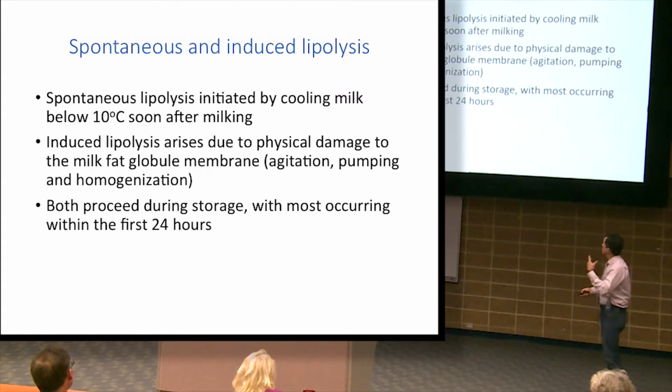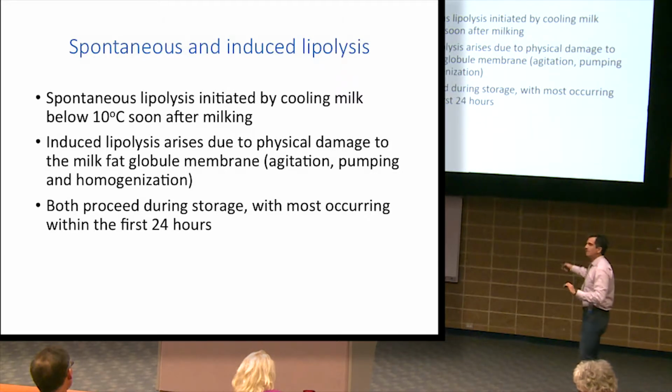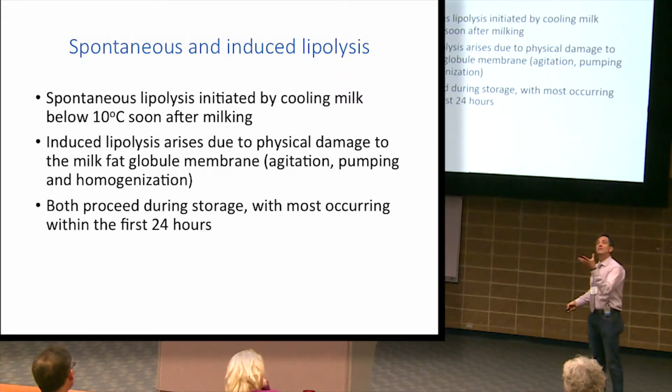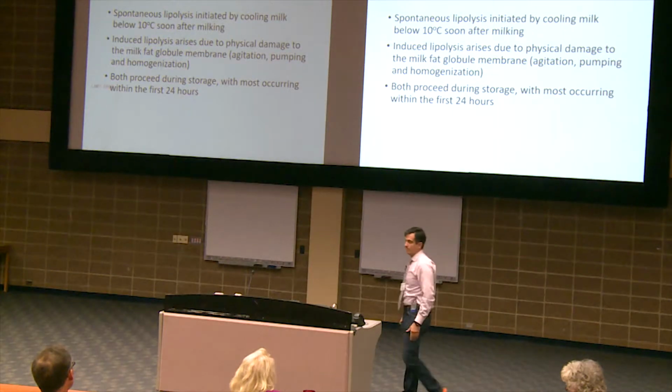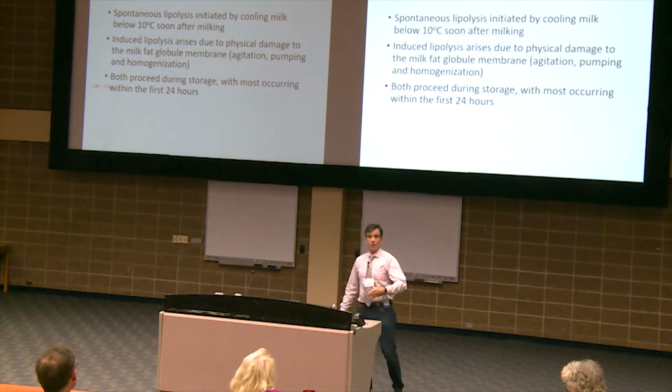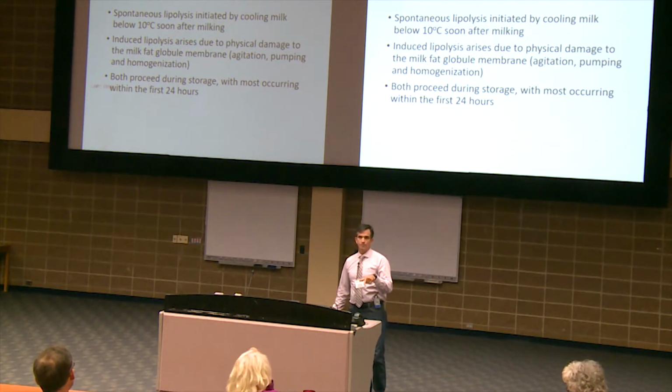Any agitation, pumping, and homogenization that occurs right after you milk the cow. Both proceed, especially during storage. If your milk is kept for 24 hours, that's when you start seeing the effect of whatever happened before. And the excellent previous talk about robotic milking and milking frequency, as you will see, all affect the free fatty acid levels.